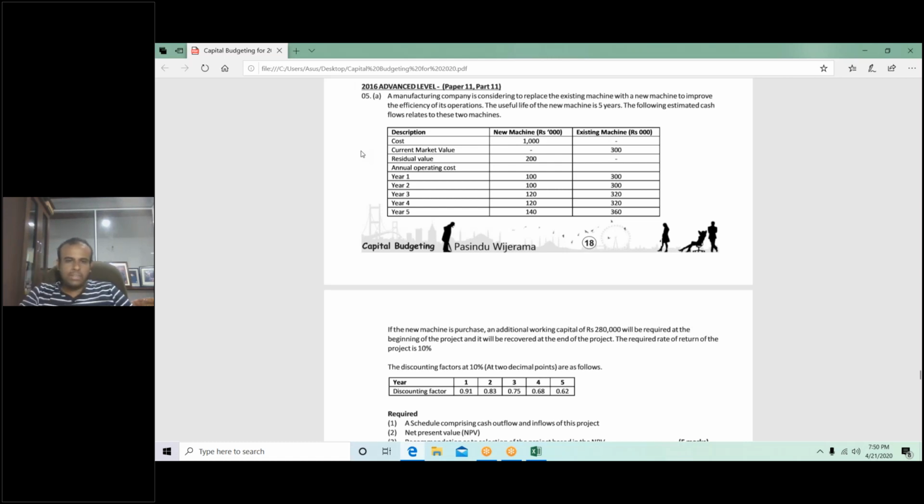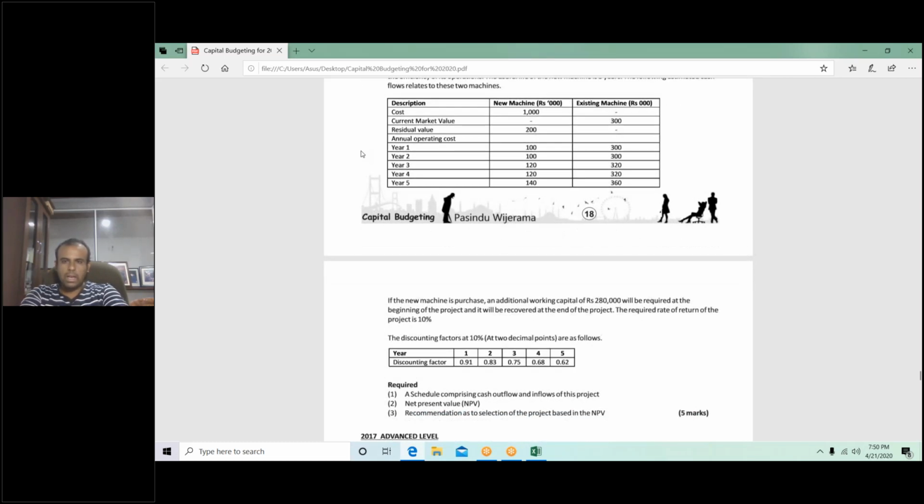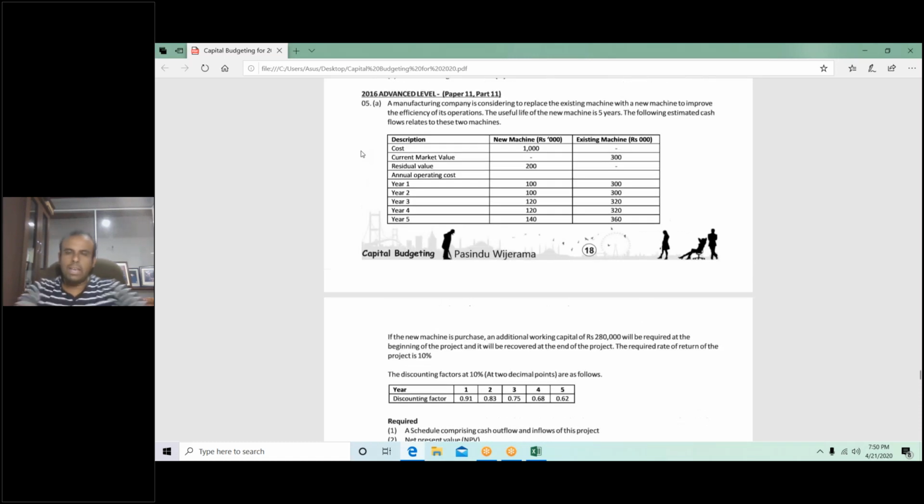It also says that if the new machine is purchased, additional working capital of 280,000 will be required at the beginning of the project. That will be recovered at the end of the project. The required rate of return is 10%, which is the discount rate, and the discounting factors at 10% are given. They are asking you to prepare the schedule comprising the cash inflows, the cash outflows and the net present value. Shall we identify the cash inflows and the cash outflows?